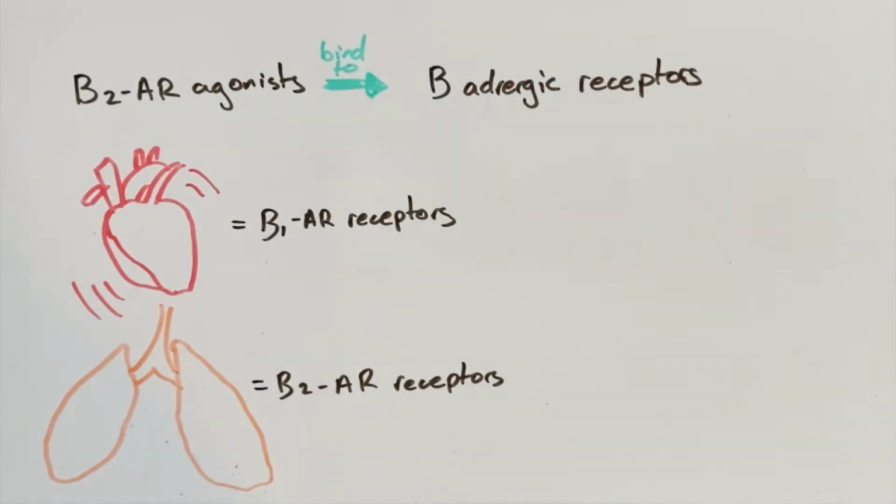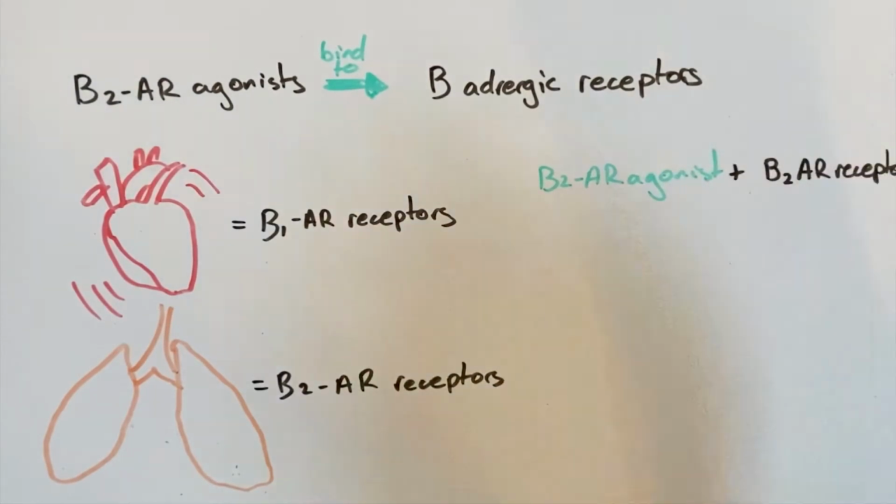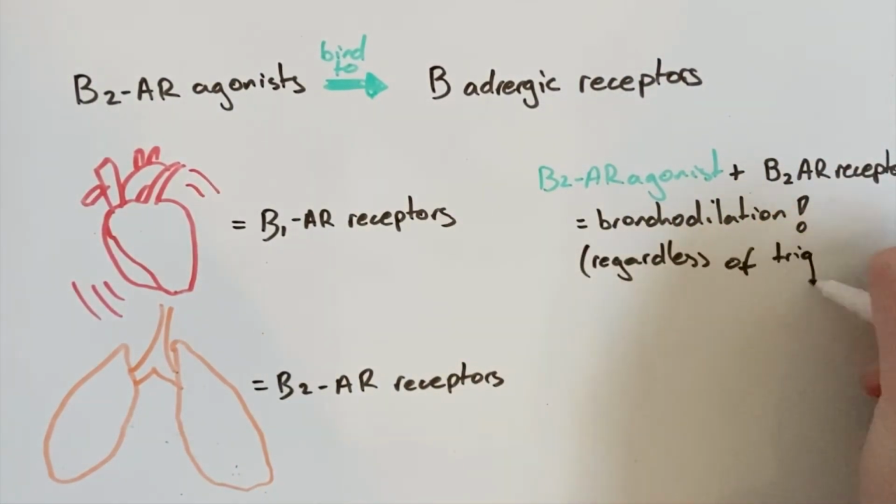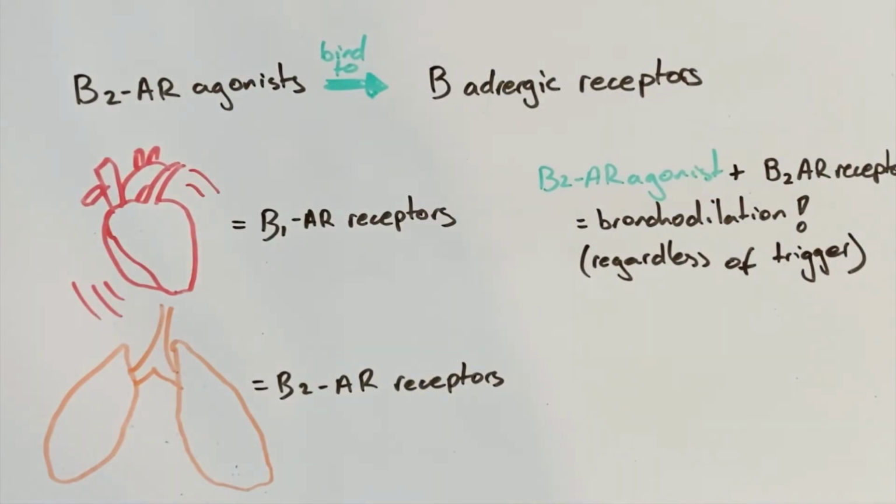Beta-2 adrenergic receptor agonists are highly important because they have the unique property of binding to beta-2 adrenergic receptors and resulting in bronchodilation, regardless of the constrictor stimuli. This means that it doesn't matter if your asthma is caused by exercise or pollen. Beta-2 adrenergic receptor agonists will relax your airway smooth muscle and help you to breathe normally.